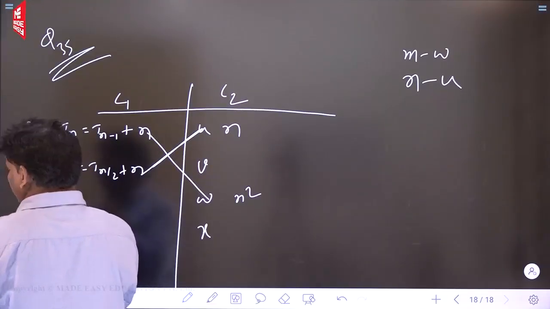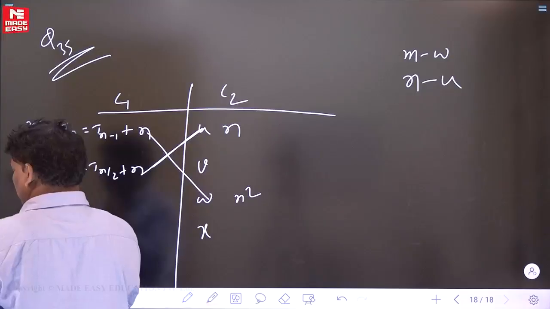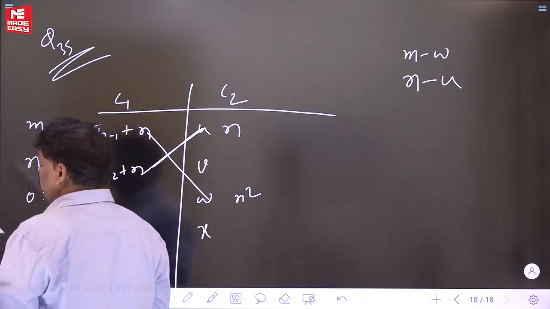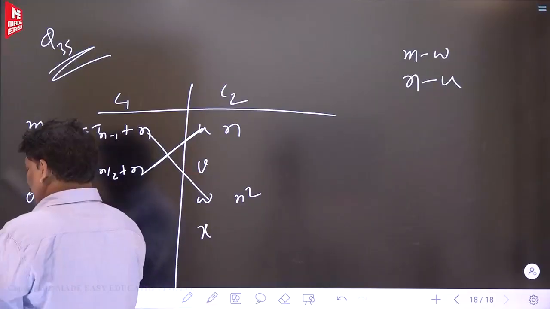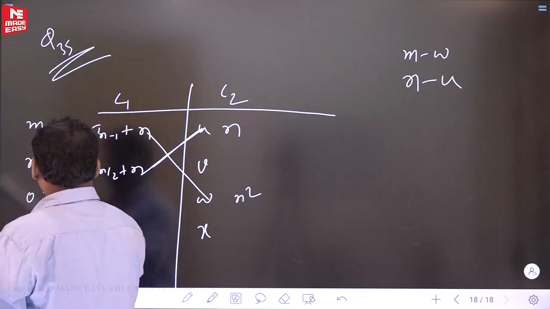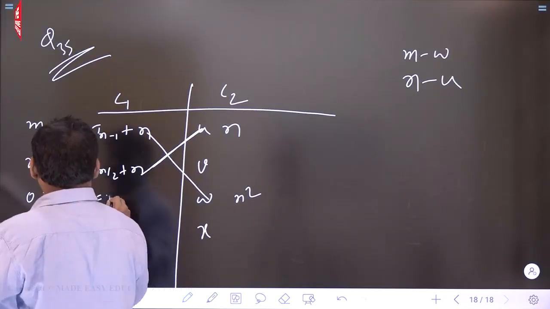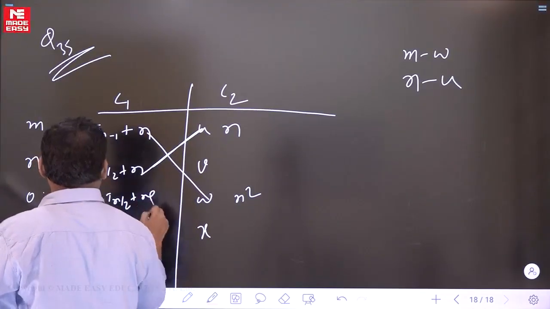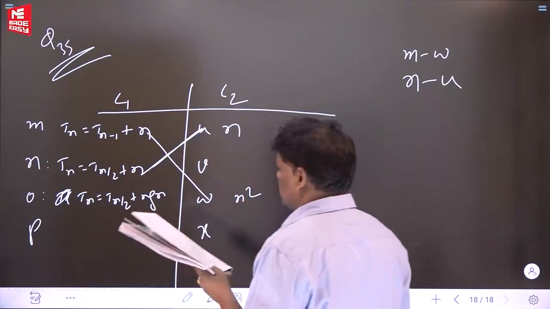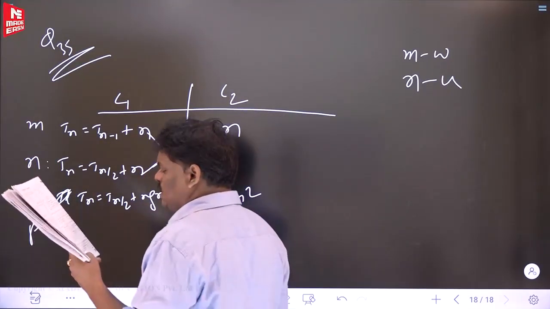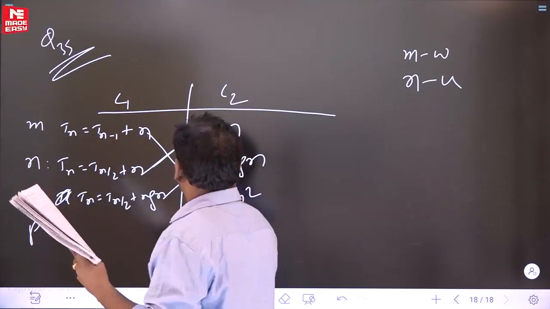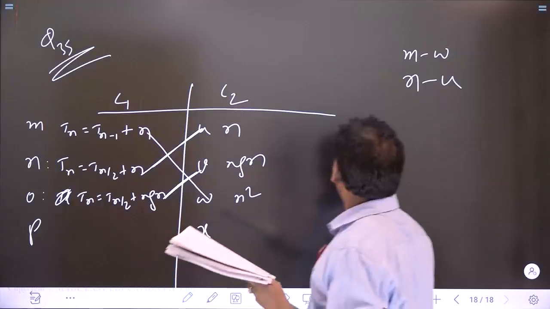I think this problem and the previous problem are almost a similar story. Right? Let's check here. What about the O? We already did this one. Tn is equal to Tn by 2 plus n log n. This we did previously. It is giving n log n. Which option is n log n? V. So O is V.